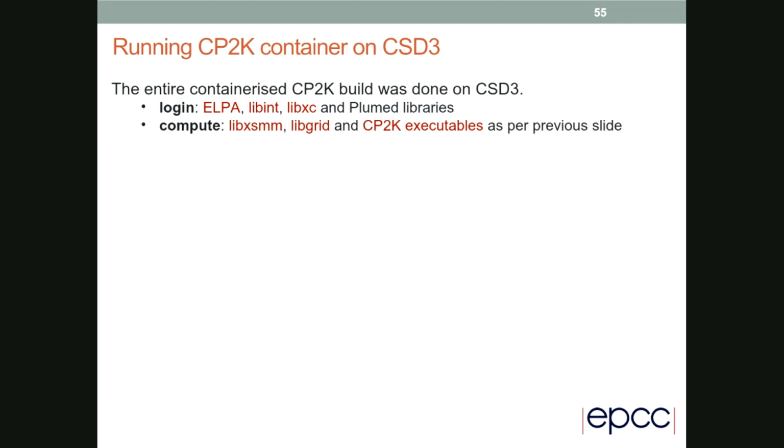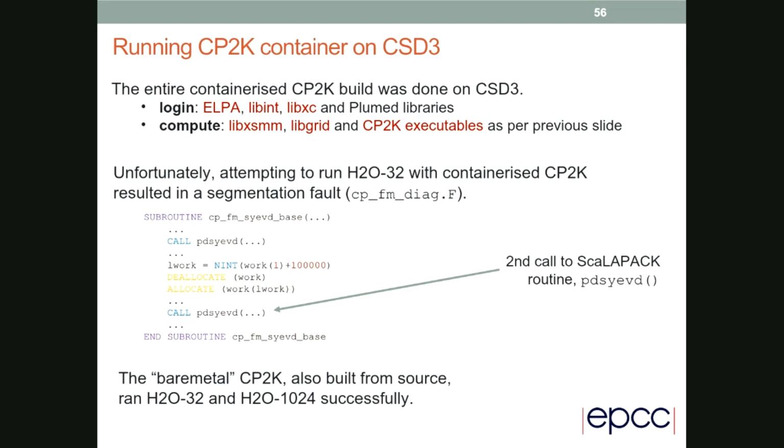But sadly, after doing that build, I found that it failed in trying to do the H2O benchmark. There seemed to be a problem in the containerized version of CP2K to do with memory, in particular when calling one of the ScaLAPACK routines. So that's something that I'm still investigating. But the exact same build that was done on bare metal and run on the CSD3 compute nodes worked fine. So there was some issue there that needed further work.